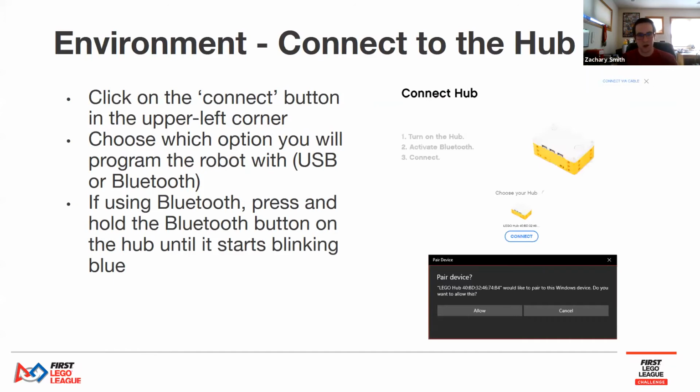First thing you're going to need to do as well, once you have your program set up, is connect to your hub in the first place. So you'll click on the connect button, which is going to be a little block in the upper left-hand corner of the programming suite. Then you'll choose which option you will program the robot with, either USB or Bluetooth. If you're using Bluetooth, there is a Bluetooth pairing icon on the robot itself, which is going to be right up here in the upper left-hand corner. When you turn on the robot, you'll see the home button right here lights up. And then once it does its beeps like that, what you have to do is hold down the Bluetooth button until it starts blinking blue.